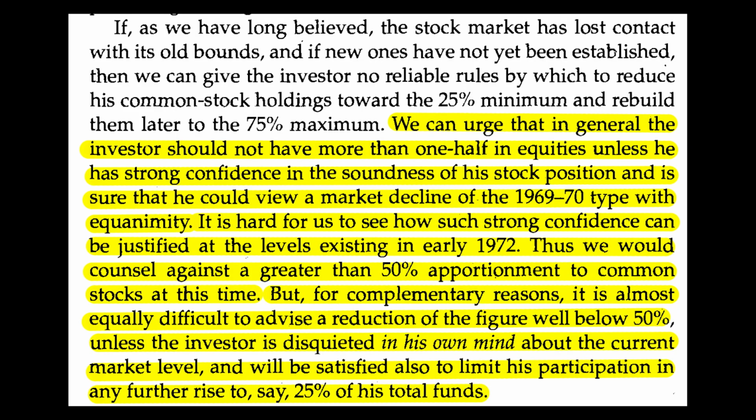"We can urge that in general, the investor should not have more than one half in equities, unless he has strong confidence in the soundness of his stock position and is sure that he could view a market decline of the 1969 to 70 type with equanimity. It is hard for us to see how such strong confidence can be justified at the levels existing in early 1972. Thus, we would counsel against a greater than 50% apportionment to common stocks at this time.